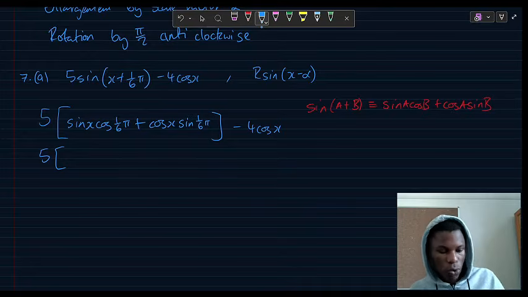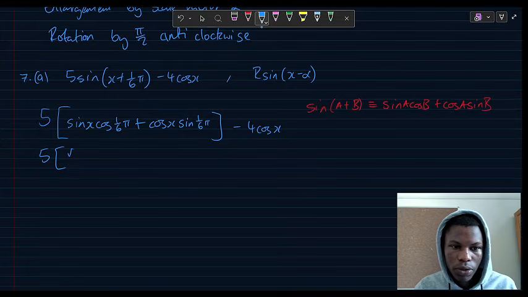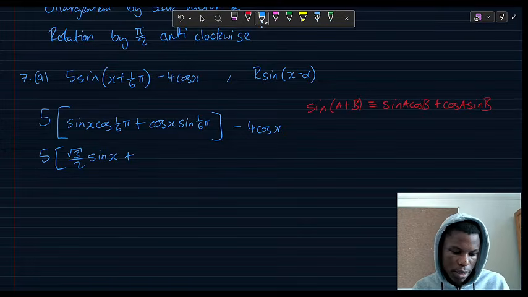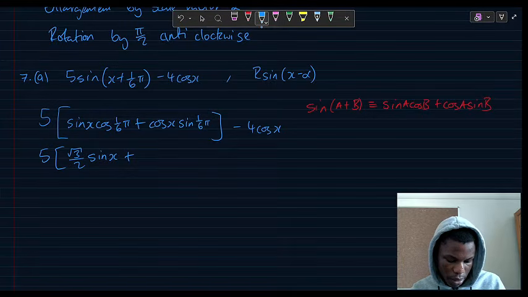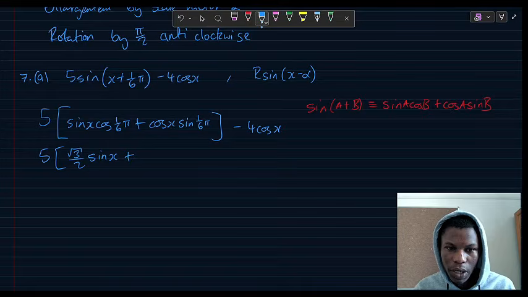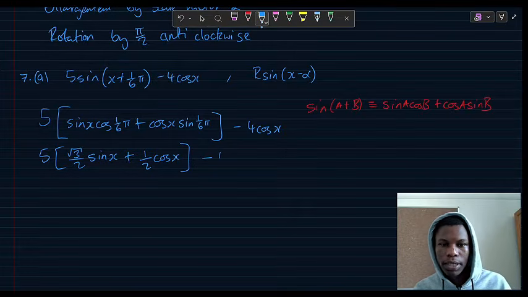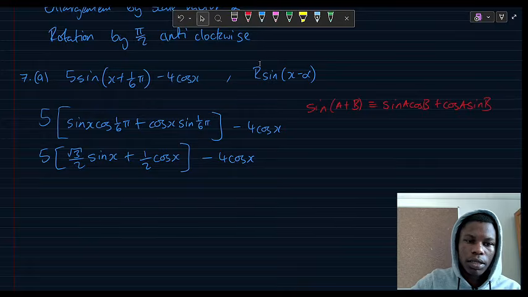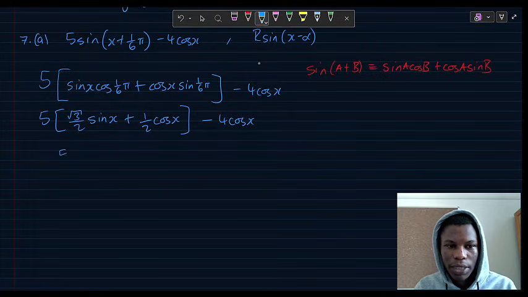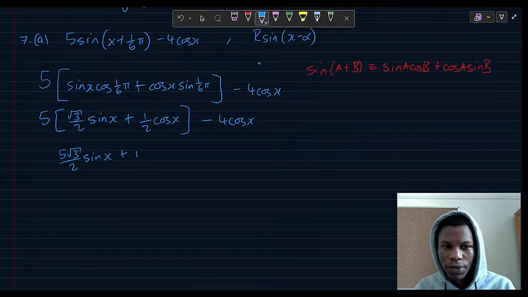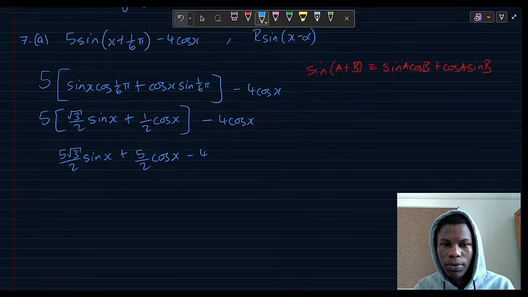And we can evaluate cos 1 over 6 pi with the calculator. That gives us root 3 over 2, multiplying the sine x, plus let's also evaluate sine 1 over 6 pi, which is a half, multiplying cos x, and minus our 4 cos x. Now multiply through by 5. So we get 5 root 3 over 2 sine x plus 5 times half, so 5 over 2 cos x, minus the 4 cos x.